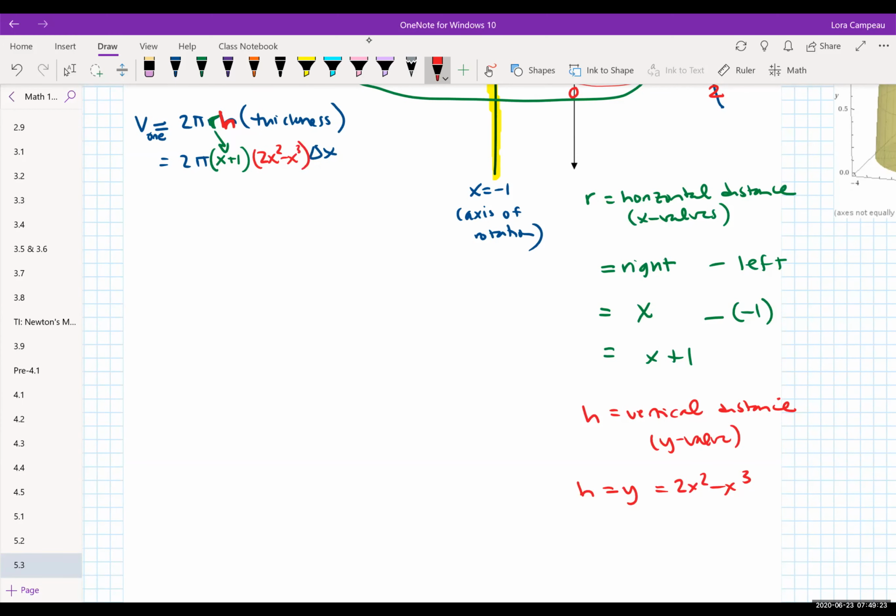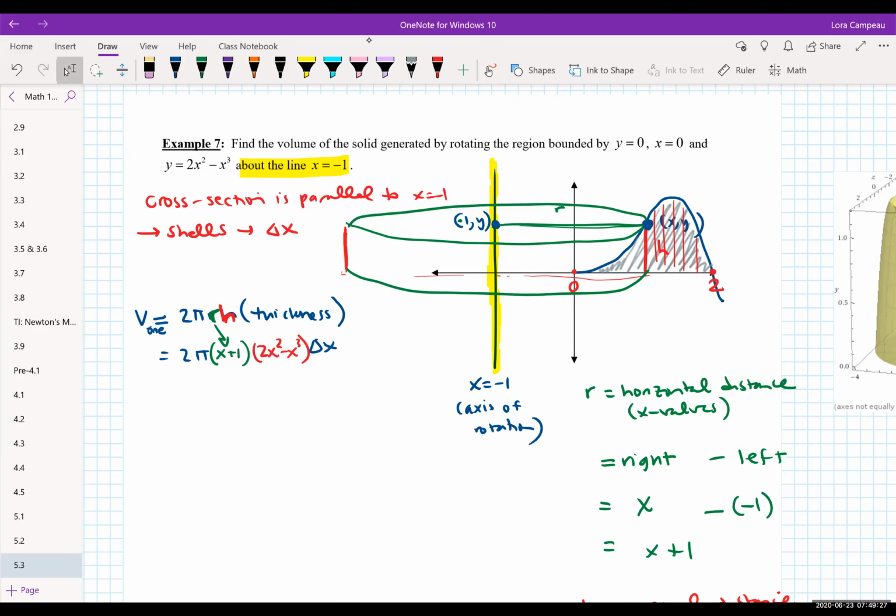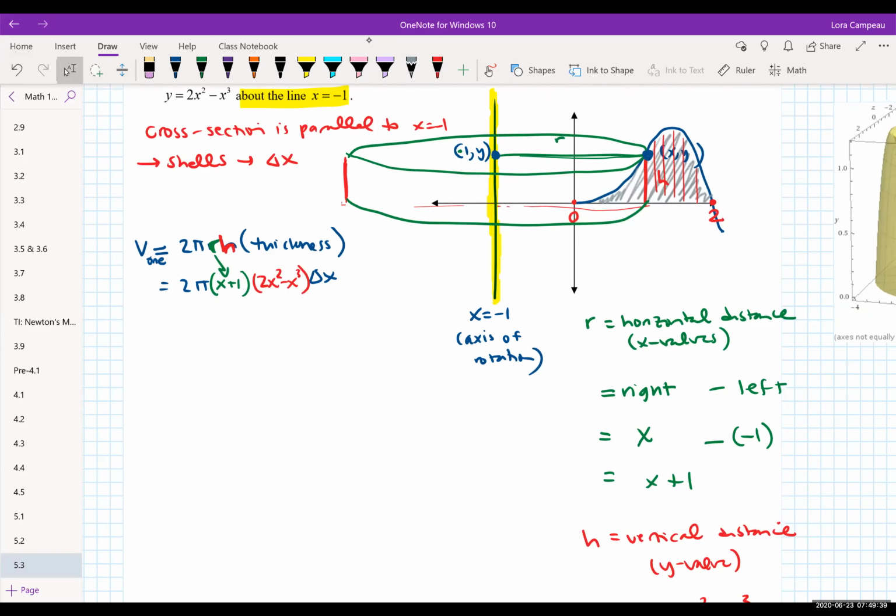A little nicer. So with shells, it's really nice to try to understand, am I dealing with x values or y values? And how do I rewrite it so everything's in terms of what my delta x will be in this case. So we're going to clean this up just a little bit. Although if you are using a TI, a FOIL won't be too horrible with the calculator, but might as well. So let's clean this up.